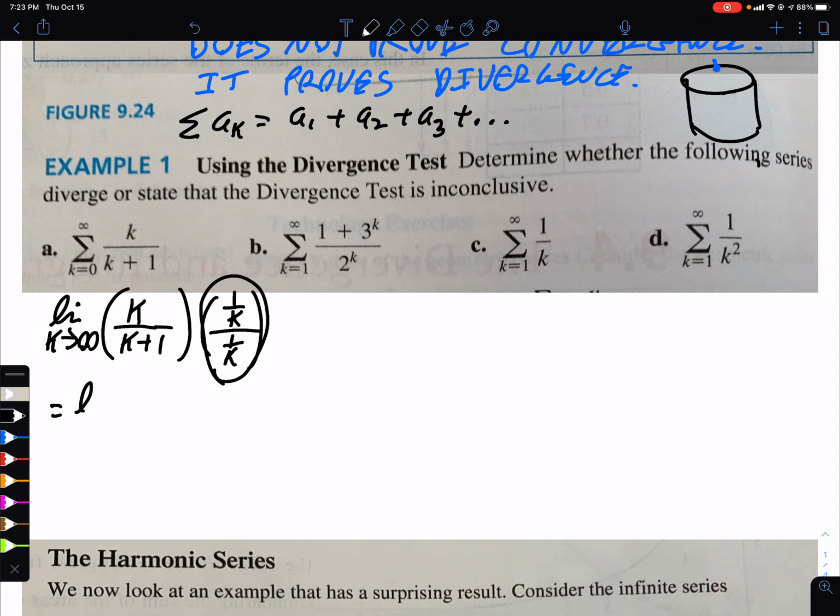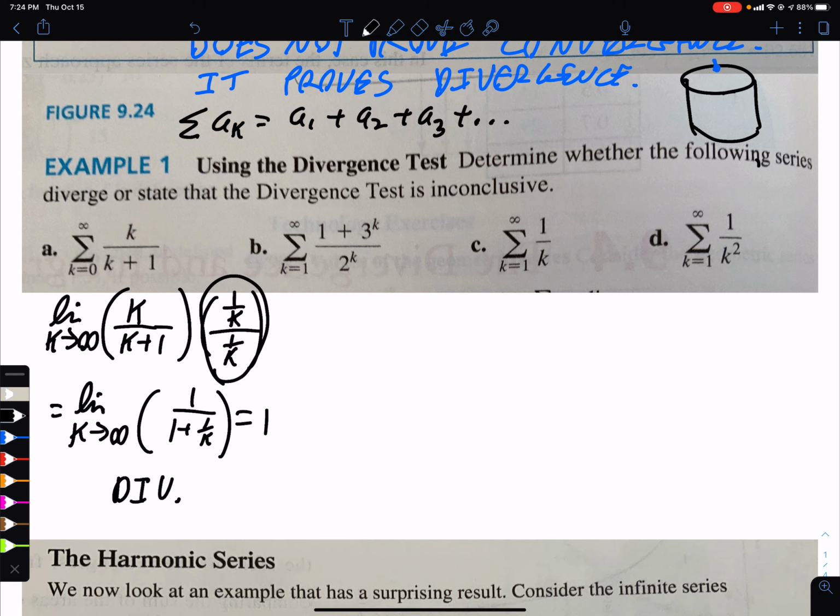And you learned you're allowed to multiply anything by 1 and it doesn't change it. So you get 1 over 1 plus 1 over k. And if you remember, one pizza divided by an infinite number of people, you're not getting any pizza. So this limit is 1. And since that limit is not approaching 0, it doesn't have any chance to converge. We still don't know if it converges, but we know this series diverges for sure because the terms do not approach 0.